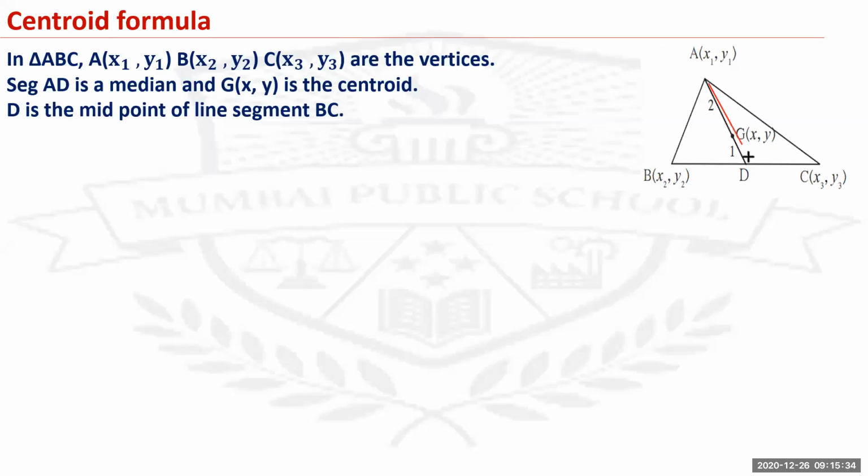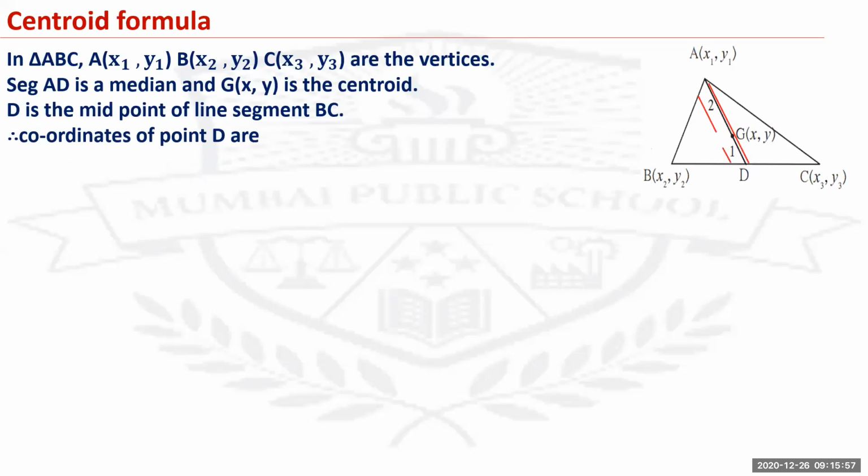This median, you're going to check median AD. Check here. It is divided in the ratio 2 and 1. Is this clear to all the students? So here what we are talking about is that D is the midpoint of line segment BC.